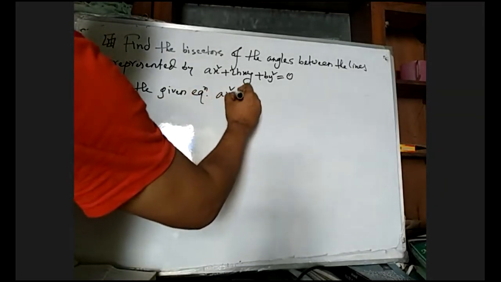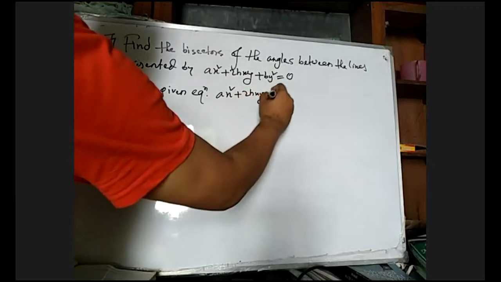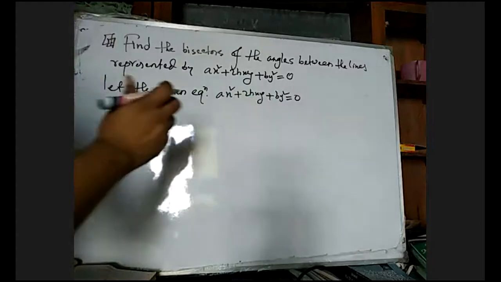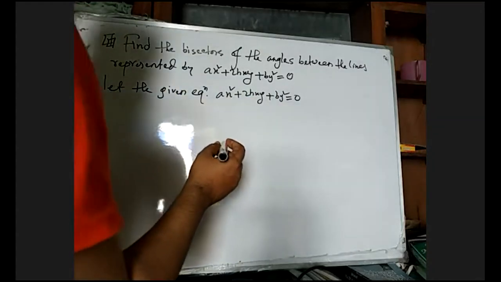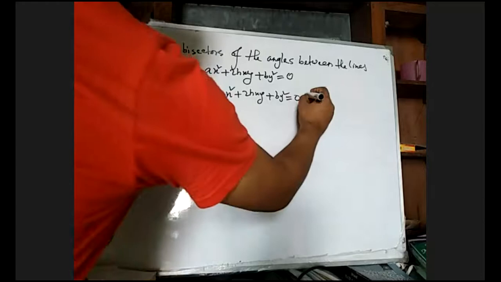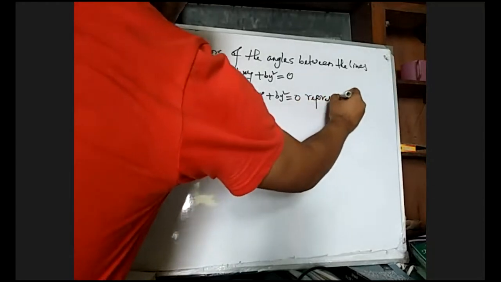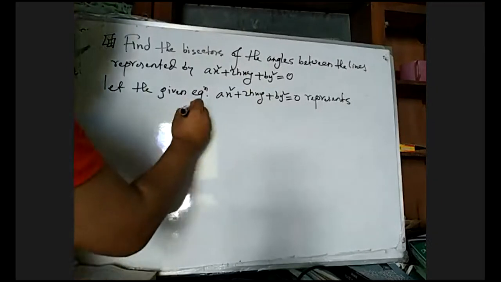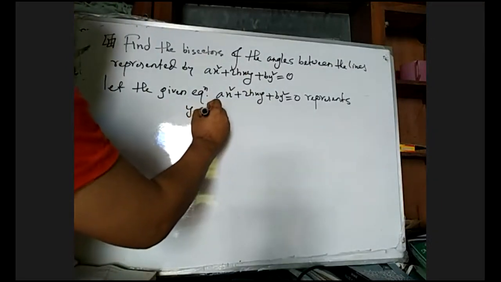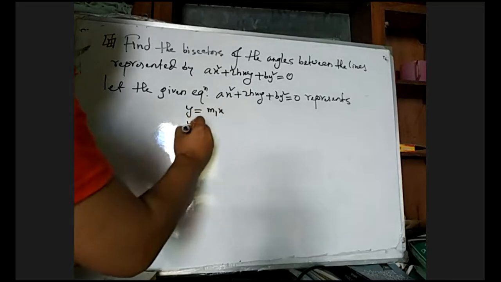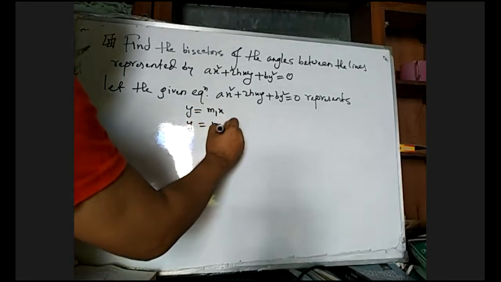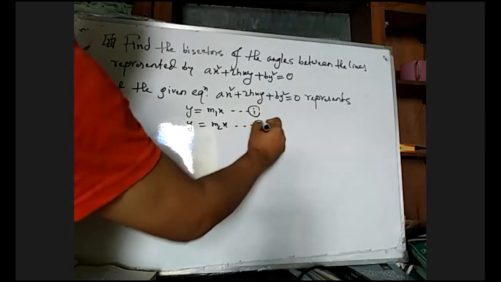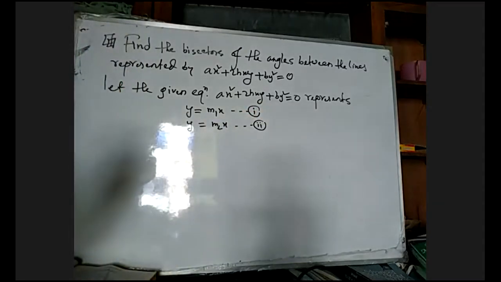x square plus 2axy plus by square equals to 0. This, the homogeneous quadratic equation, represents two straight lines: y equals to m1x and the other is y equals to m2x. This is equation number one and this is equation number two.